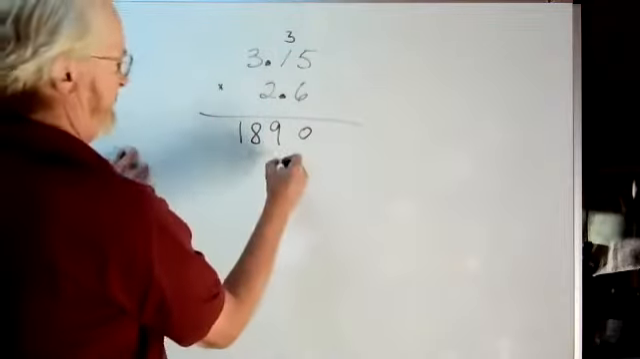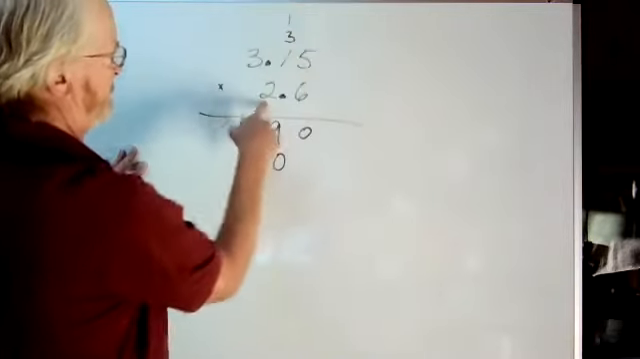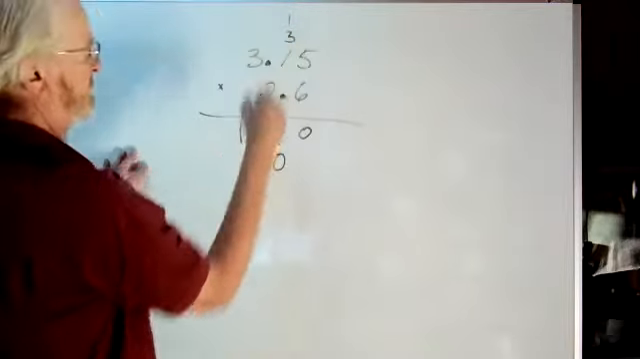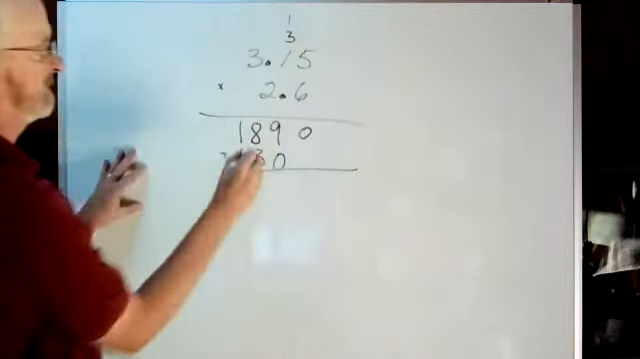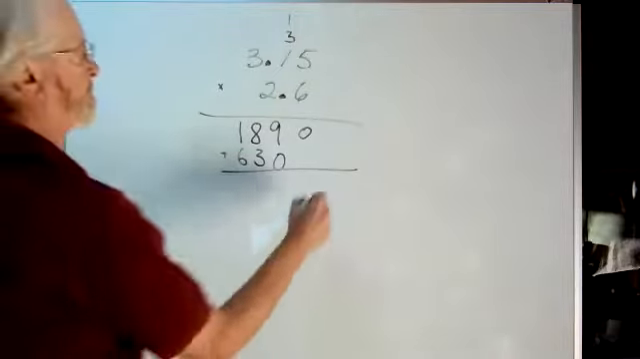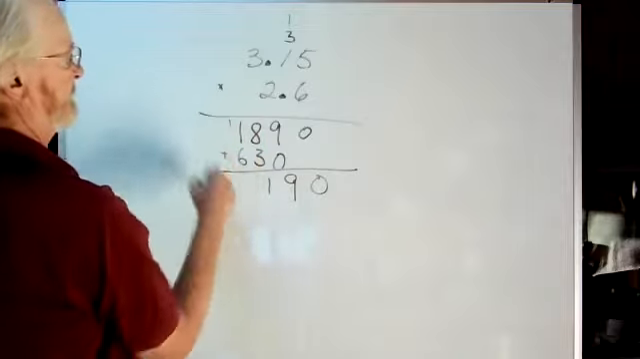2 times 5 is 10. That carried a 1. 1 times 2 is 2, plus the 1 is a 3. 2 times 3 is 6. Now, at this point, you always add those, right? 0, 9, 11, carry the 1, 6, 7, 8.